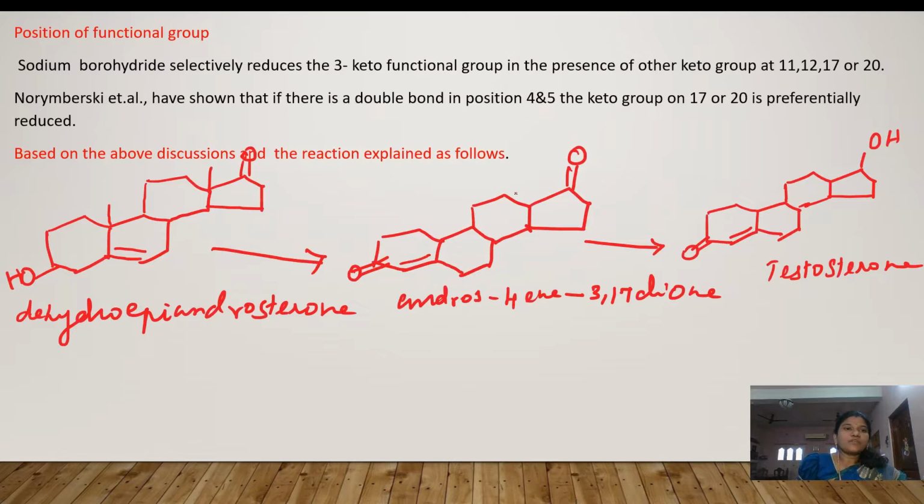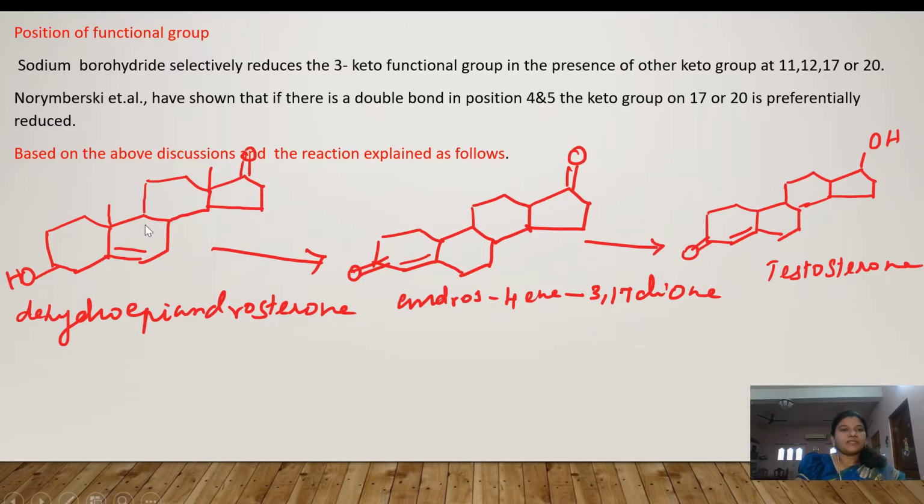And we have to find out the position of the functional groups: the keto group, the hydroxyl group, and the double bond. Sodium borohydride selectively reduces the 3-keto functional group in the presence of other keto groups at 11, 12, 17, or 20. Ruzicka et al. have shown that if there is a double bond in position 4 and 5, the keto group on 17 or 20 is preferentially reduced. From these two pieces of information, the keto group is at position 3, the double bond is between 4 and 5, and the hydroxyl group is at position 17. The positions of the three functional groups have been confirmed.